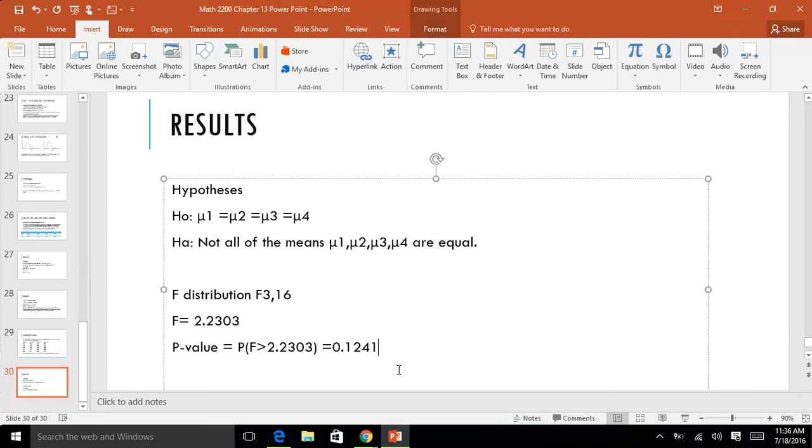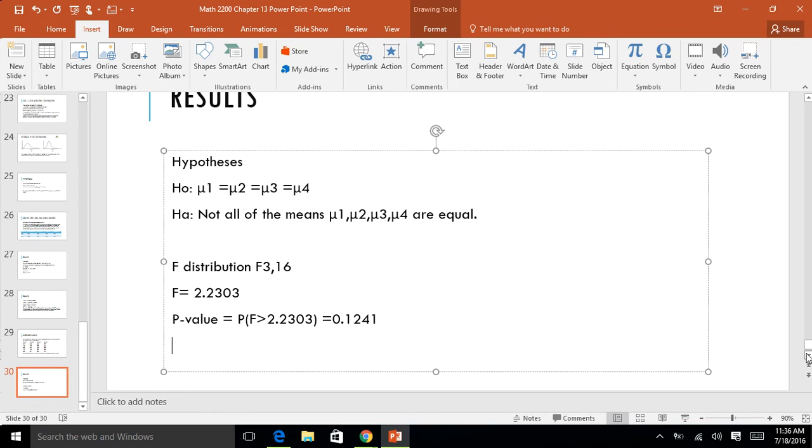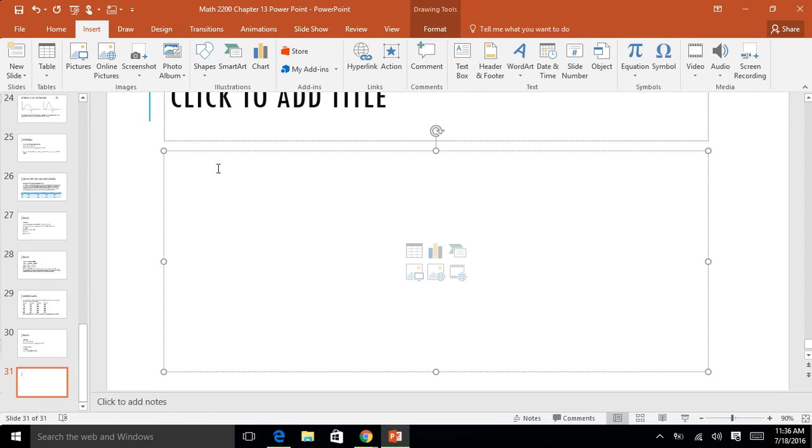So next step, it wants me to conclude this. So I'm going to compare P and level of significance. Okay, so my p-value was 0.1241, and I'm going to compare that to 0.01 because that was my level of significance. This is not smaller. My p is not smaller. It's actually larger.